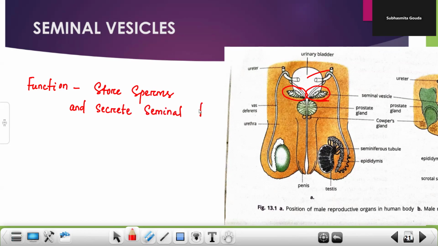ये जो seminal fluid होता है, that will help to provide nourishment to the sperm. और कोई काम नहीं होता, ये alkaline viscous fluid होता है and that provides nourishment to the sperm. Okay, next. And जो secretion होता है, that is about 40 to 80% of the ejaculate, and sperm get active when mixed with the seminal fluid. जब seminal fluid के साथ mix होता है तभी जाके जो sperm होता है वो activate होता है.